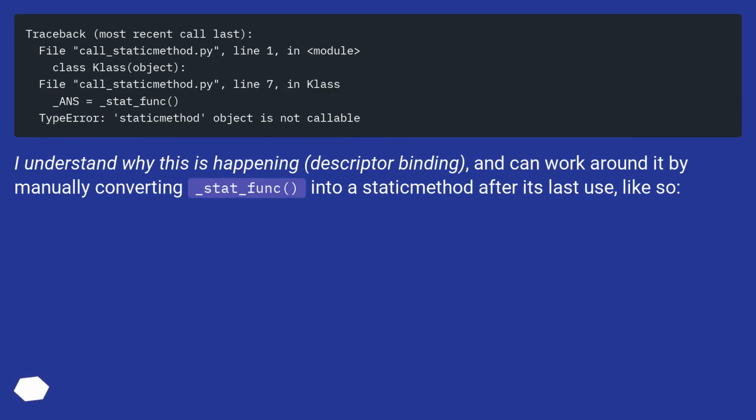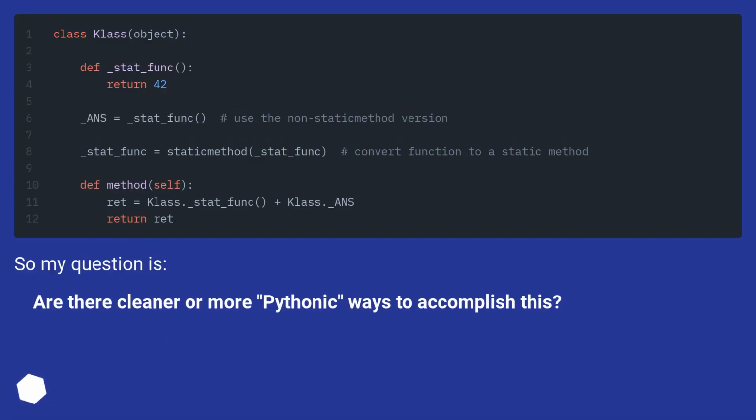I understand why this is happening, descriptor binding, and can work around it by manually converting _stat_func into a static method after its last use, like so. So my question is, are there cleaner or more Pythonic ways to accomplish this?